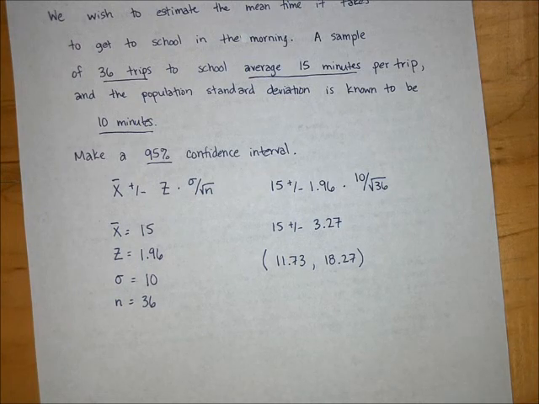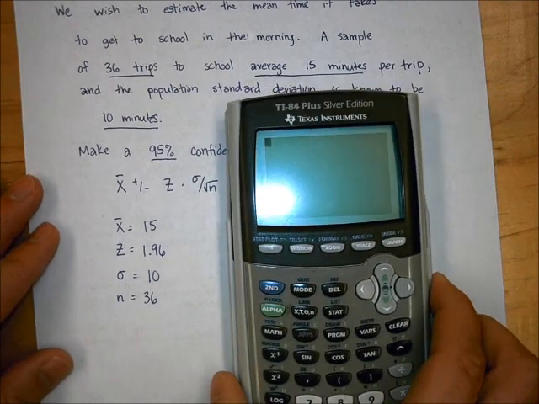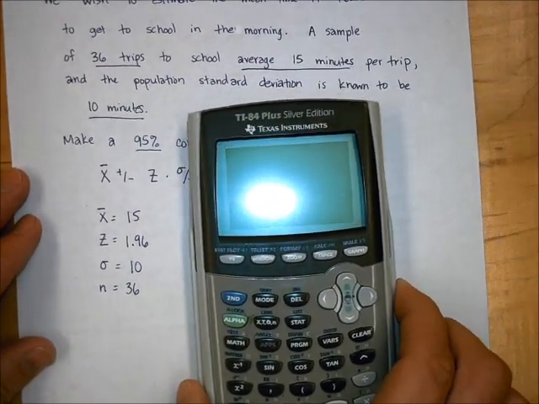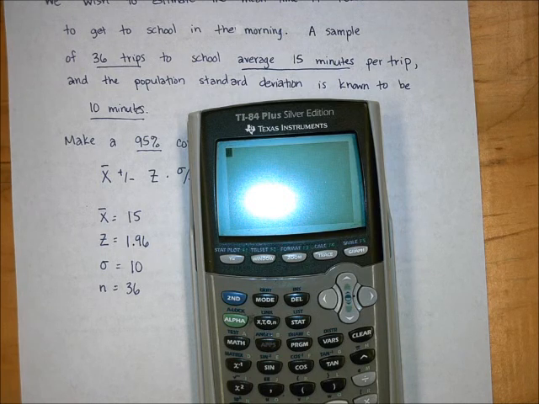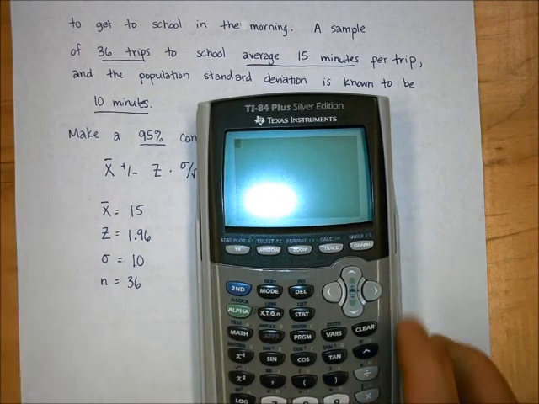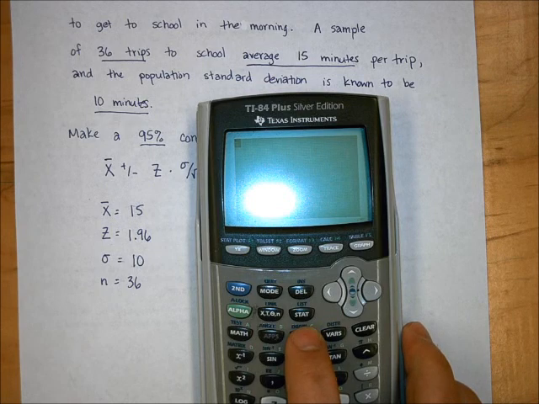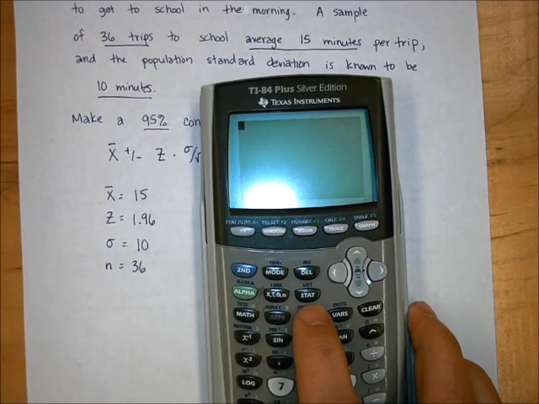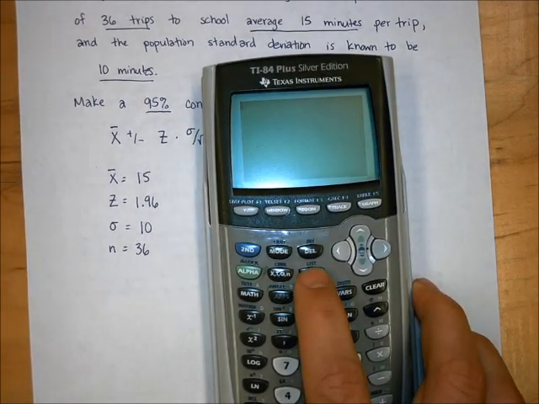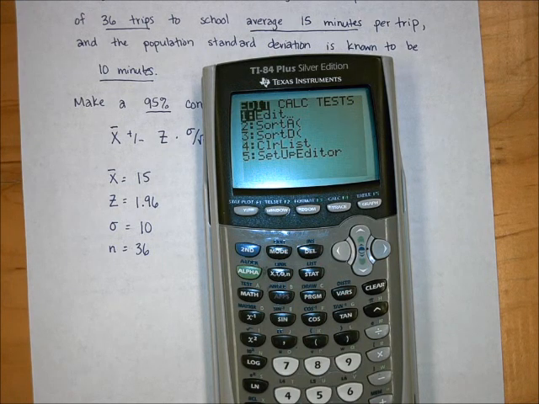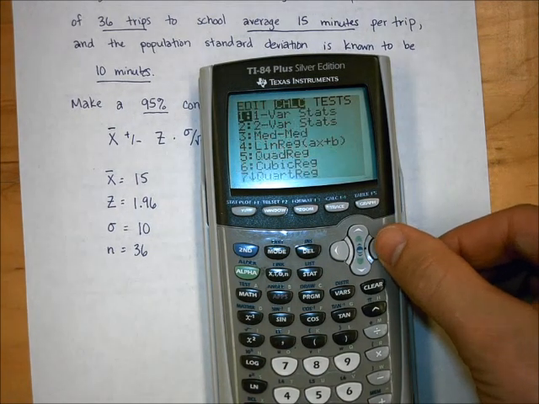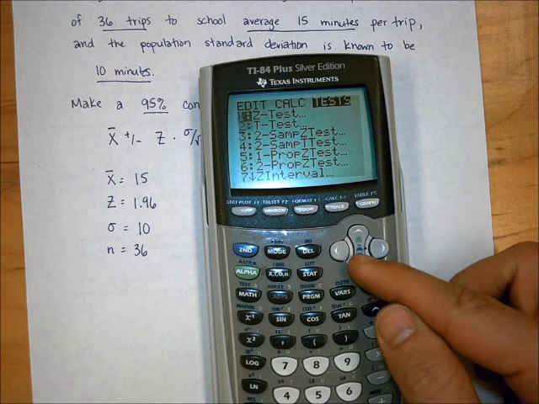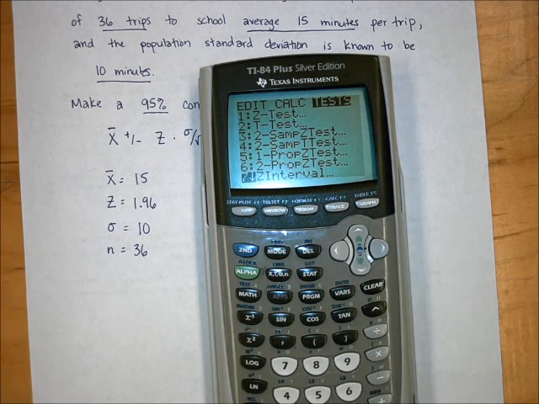To do this on a calculator, I have a TI-84 calculator here. We're going to make sure we have the four pieces of information off to the left here. And we're going to go into our stat button. You'll see the stat button directly below the delete button. So I go stat. You get these options. Scroll over to the right to tests and go down to a Z interval. We're making a confidence interval and we're using that Z number. That's how you know we're making a Z interval.